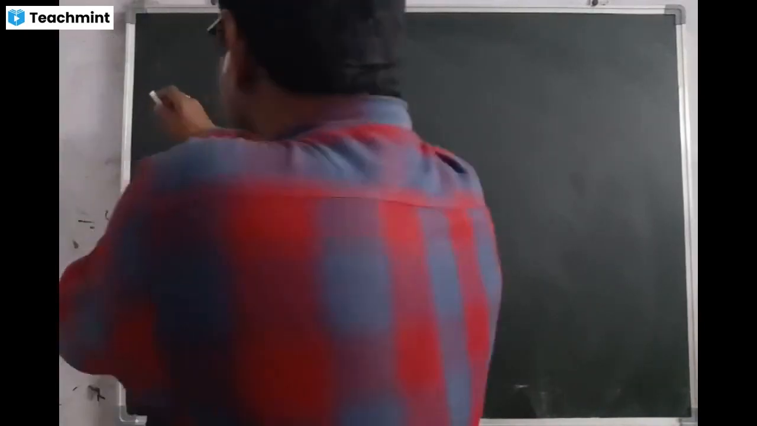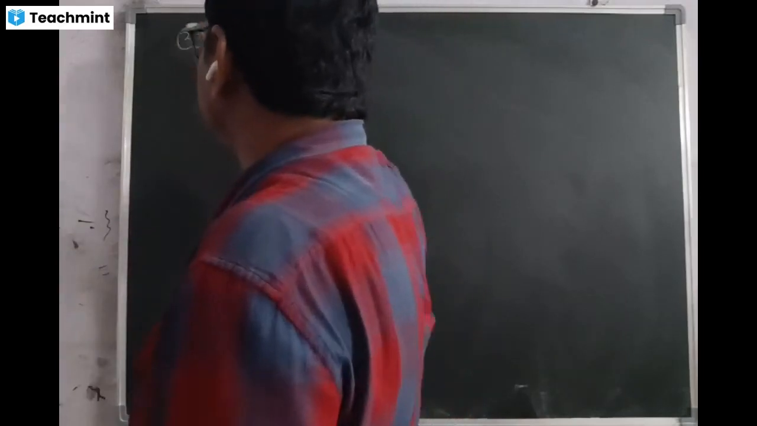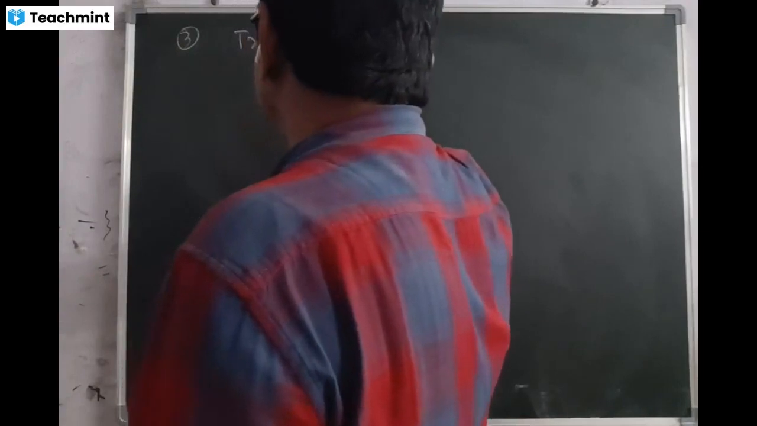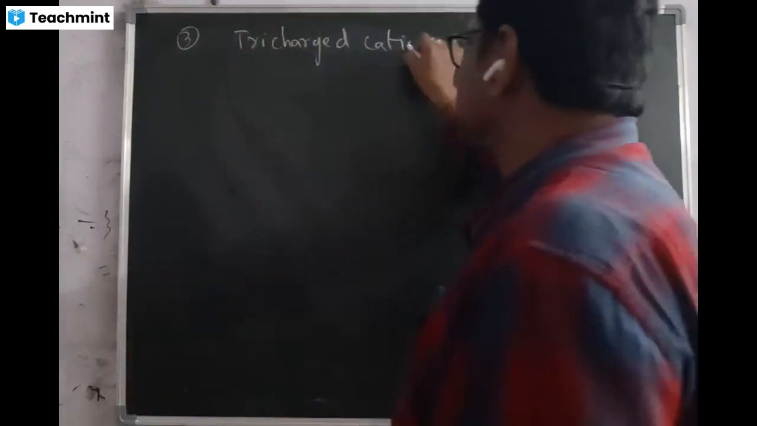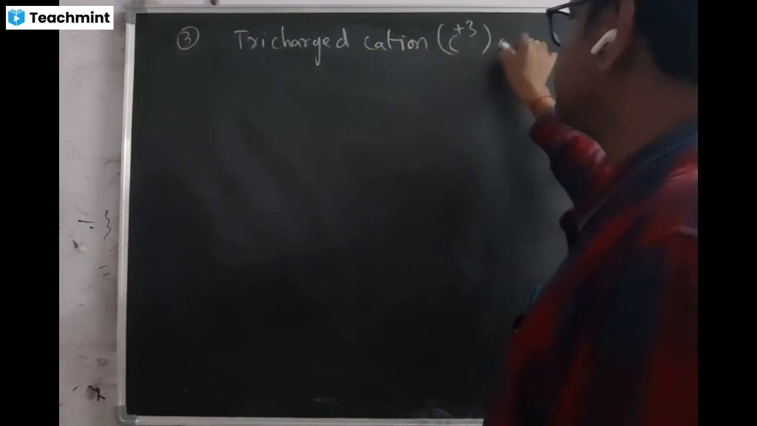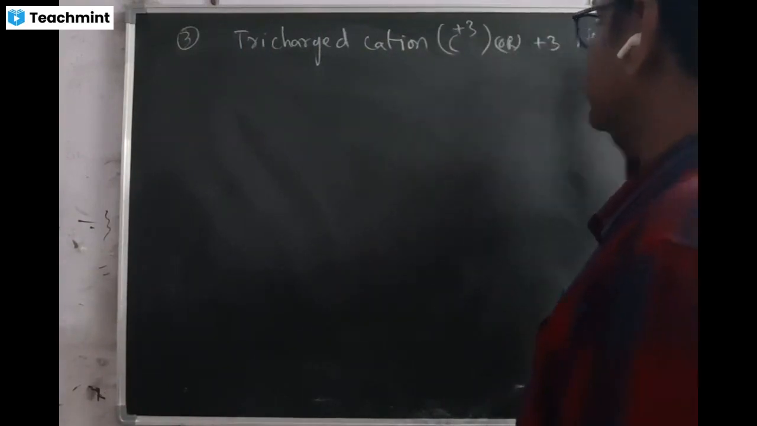Then after completing plus two ions, next write down tricharged cations. So C means cation, plus three. Simply, these are called plus three ions.